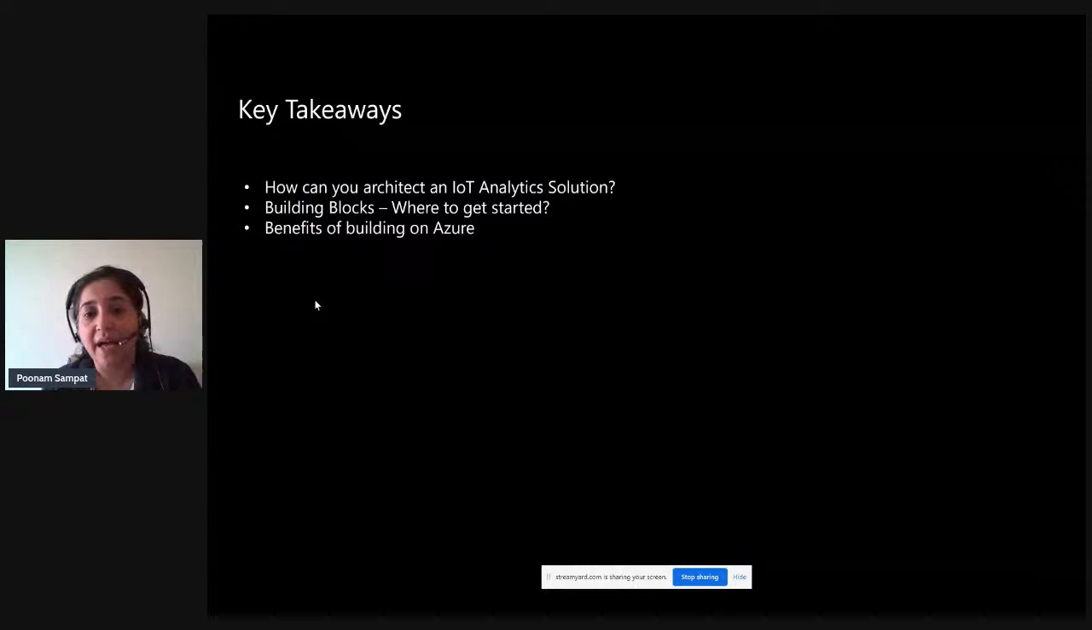The first one is, how do you architect a solution, an IoT analytics solution on Azure? Second, what are the building blocks? Where to get started? And third, what are the benefits of building on Azure? I hope these are the takeaways that have been clearly defined for you as well.